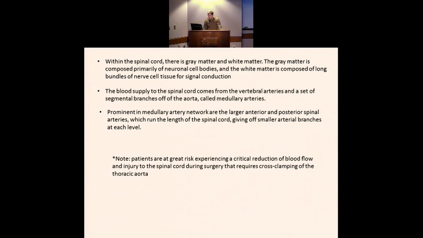The blood supply to the spinal cord comes from the vertebral arteries again, and from little segments coming off your aorta called the medullary arteries. Patients are at great risk of experiencing critical reduction of blood flow and injury to the spinal cord during surgery that requires cross-clamping of the thoracic aorta. So basically, when you cut off the blood supply, you're at risk for having symptoms.